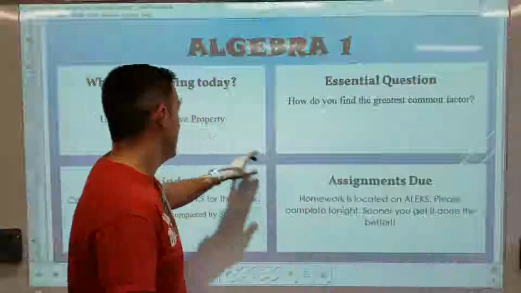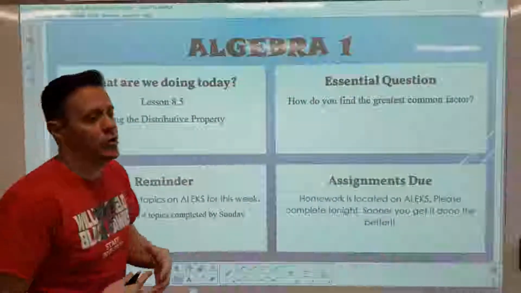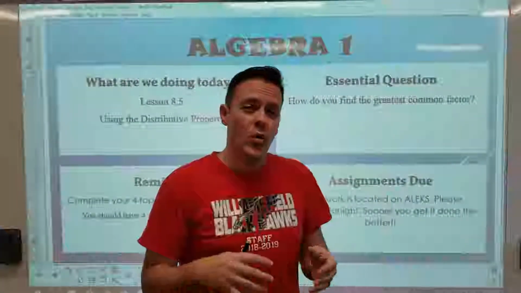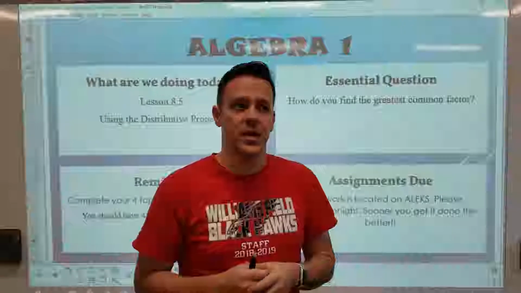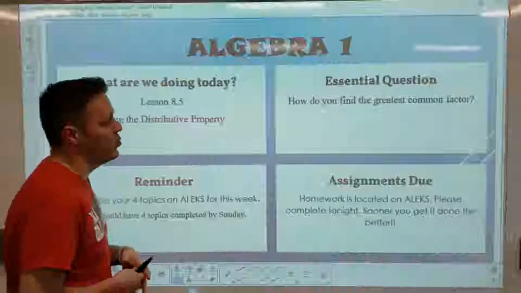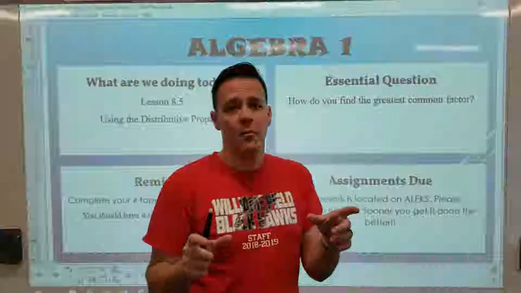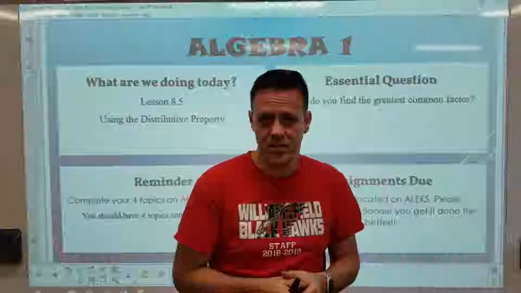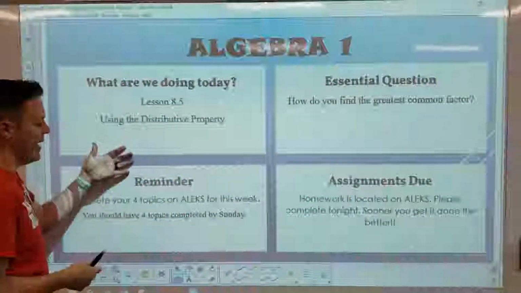So this is lesson 8.5. We're going to be learning about the distributive property and starting our factoring part. Now, we had talked a little bit about the distributive property in lesson 8.3 when we started multiplying some things out, but we were multiplying out binomials together, and I would show you guys multiple ways of doing it. Now we're going to talk about factoring them out.